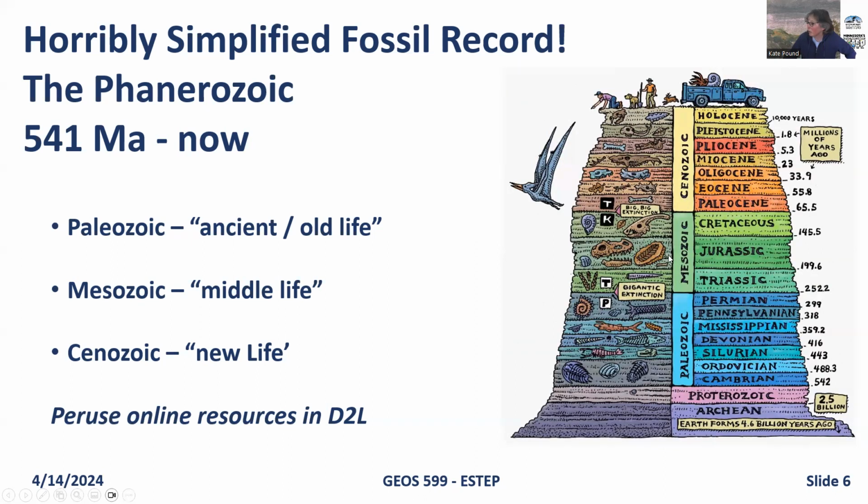After the Paleozoic, we move into the Mesozoic. That's from the Greek for middle life. And then we move up into the Cenozoic, which is from new life. And most of the organisms that we see today, the mammals, for example, all evolved during the Cenozoic. I've put a whole bunch of resources into D2L that go into detail about the different fossil types, etc., etc.